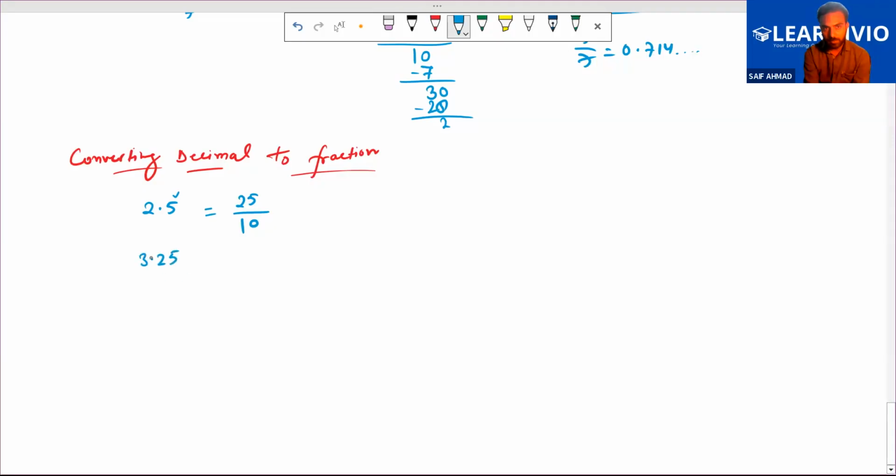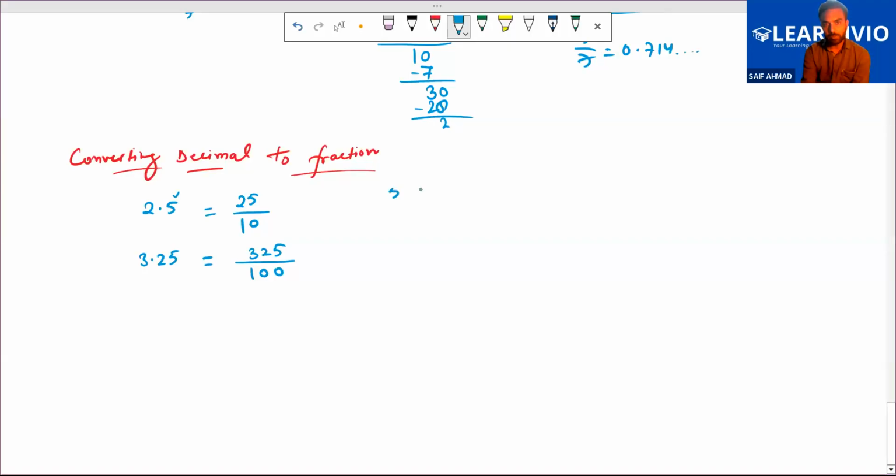Now 3.25. How many digits are there after the decimal? 2. So you leave the decimal, take 325, and put 2 zeros after 1, that is 100. Understood or not?